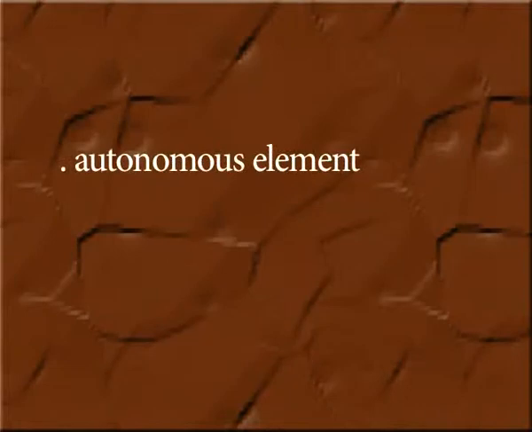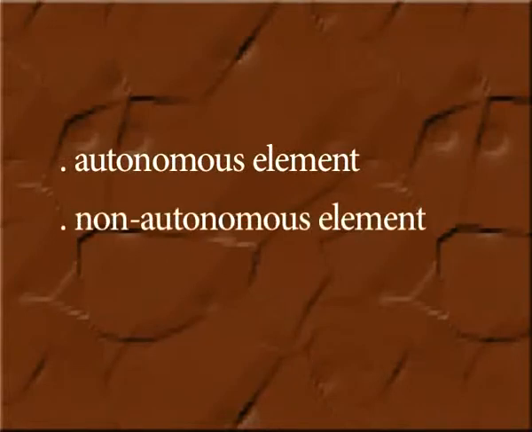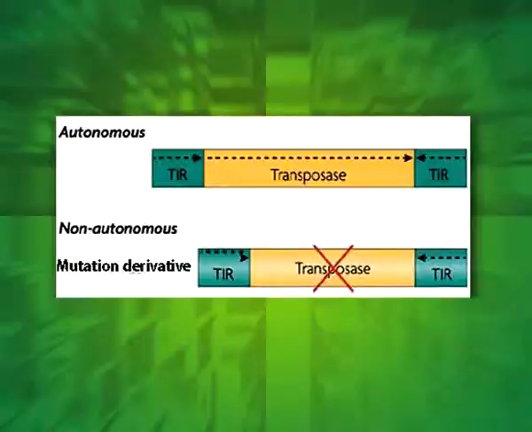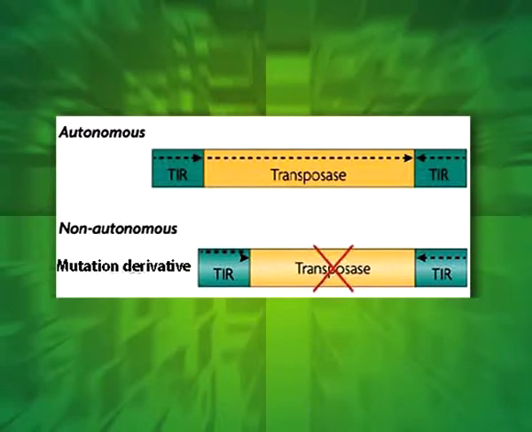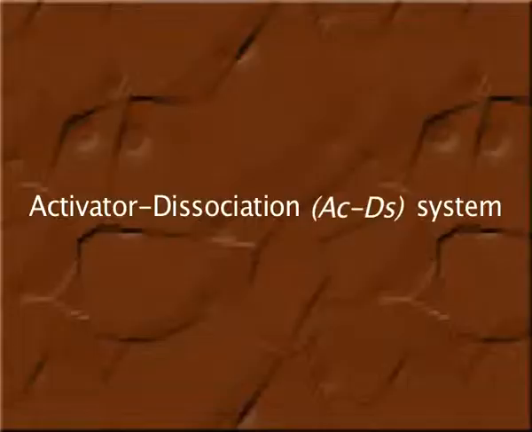These elements can be classified into two classes, that is autonomous and non-autonomous elements. An autonomous element has the ability to excise and transpose, rendering sites of their insertion mutable, and non-autonomous elements do not transpose and are unstable and can be derived from autonomous elements of the same family. Dear students, now we will discuss the activator dissociation system.